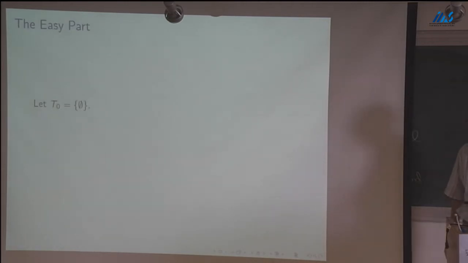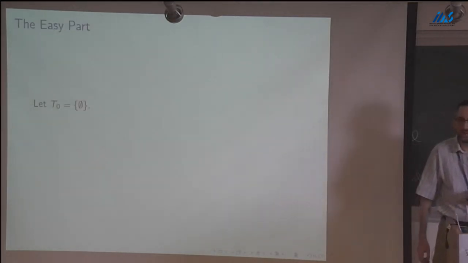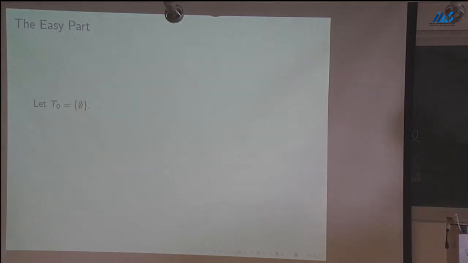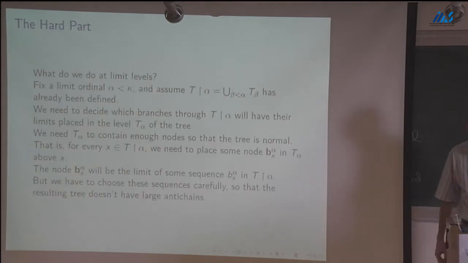So we want to build a tree. The easy part is to start with the root. That doesn't take too much effort. And the successor stage is equally easy. We just split at every node, make sure our tree is splitting, and it's binary, and that's about it. So let's move to the interesting part.